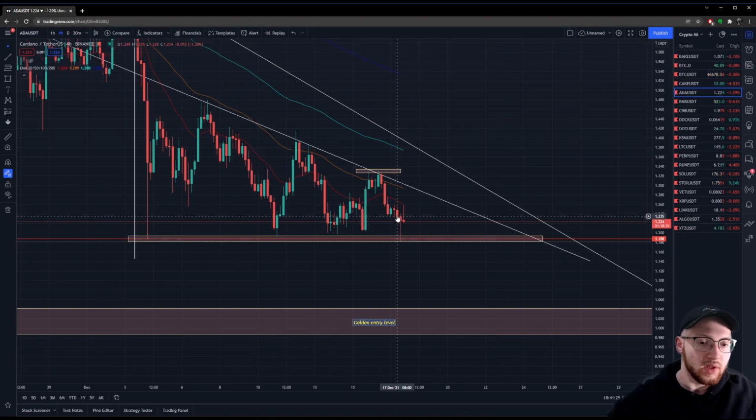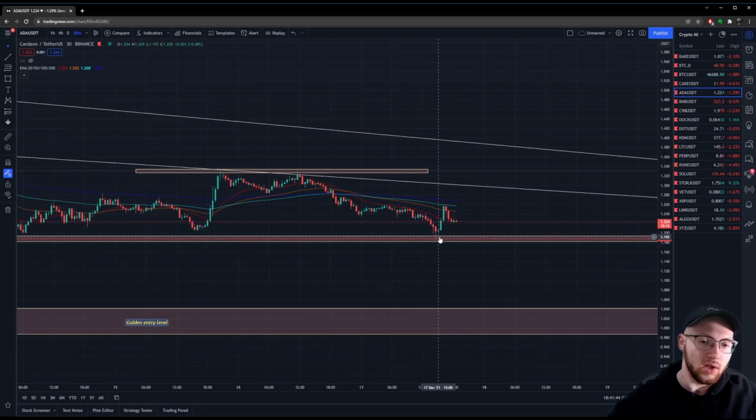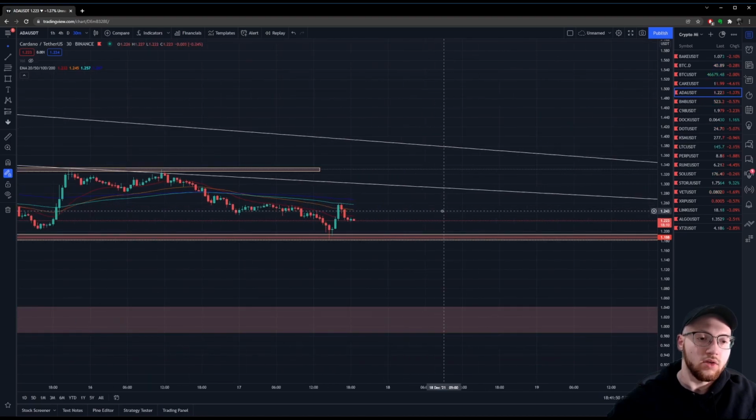So whatever happened here at 12 o'clock, where is it? 12 o'clock here. Whatever happened in this area, these are the traders. So the trader bought here and sold here, making 4% profit-ish. So this is what happened.